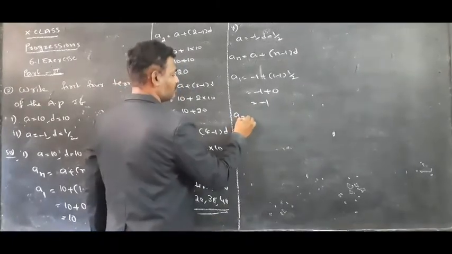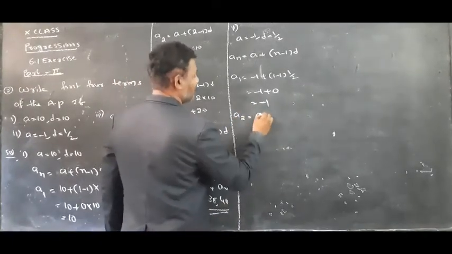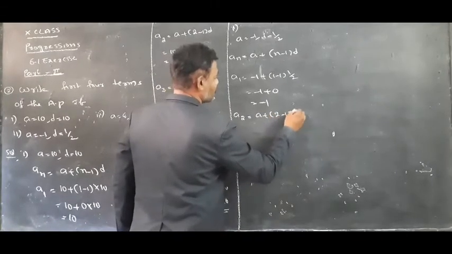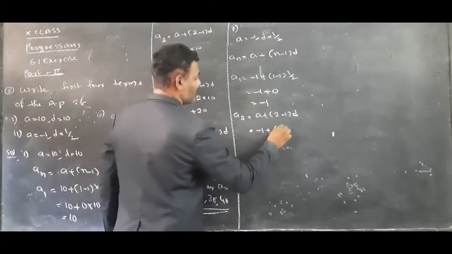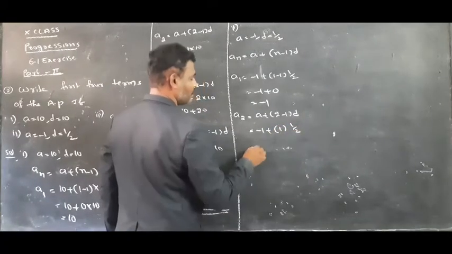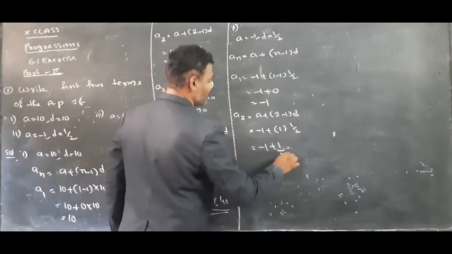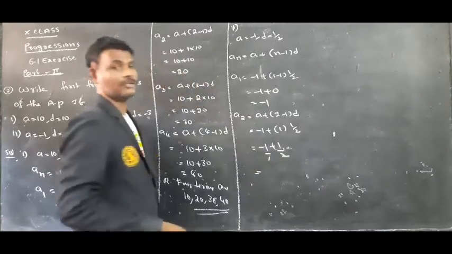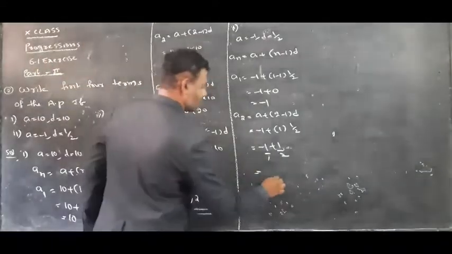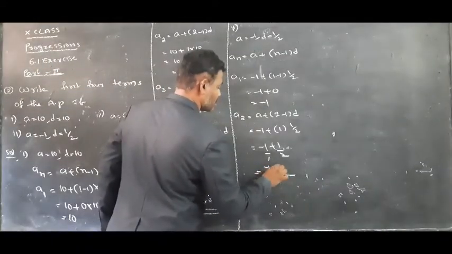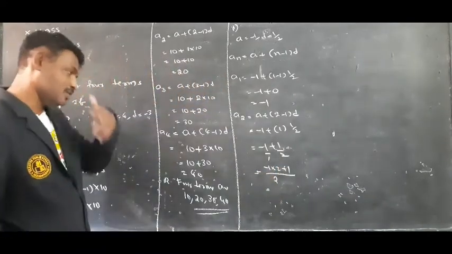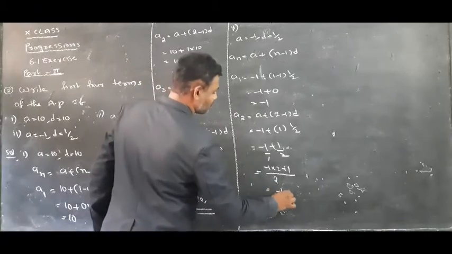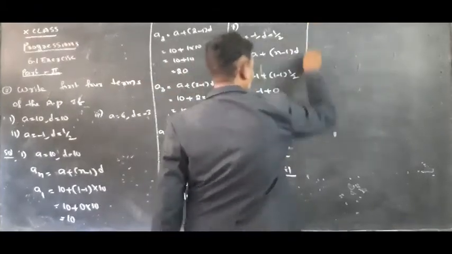Now I need the second term. A2 is equal to A plus 2 minus 1 into D. What is the meaning of A? Minus 1 plus 1 into 1 by 2 is equal to minus 1 plus 1 by 2. Now I am taking 2 as the LCM. Minus 1 into 2 plus 1, 2 ones are 2. Minus 2 plus 1 is nothing but minus 1 by 2.